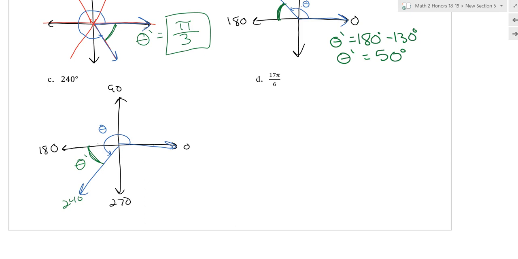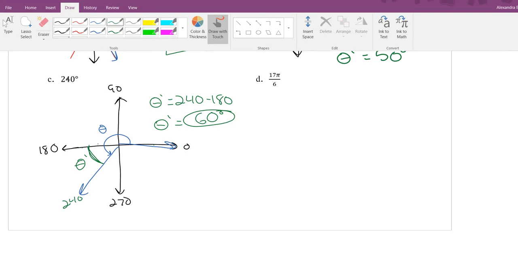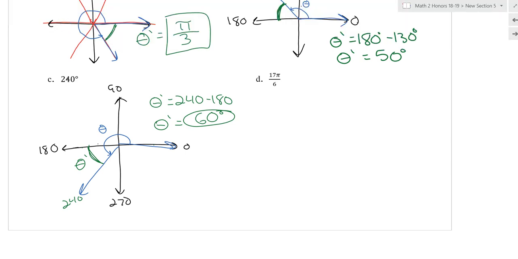For these ones, it's always going to be bigger minus smaller. So 240 minus 180, which is 60 degrees. So that's our reference angle. Our last one, 17 pi over 6.